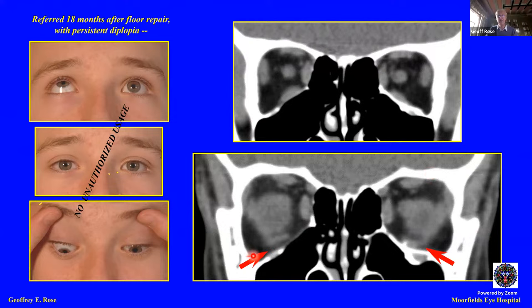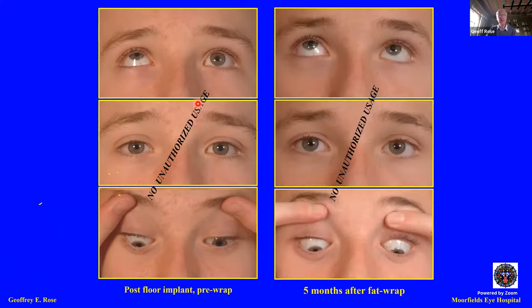If you come forward a bit, you'll see that on the normal side we have fat between the inferior rectus and the orbital floor, whereas on this side there is no fat between the muscle and the implant. And so he has a fat adhesion syndrome. So here he is before.